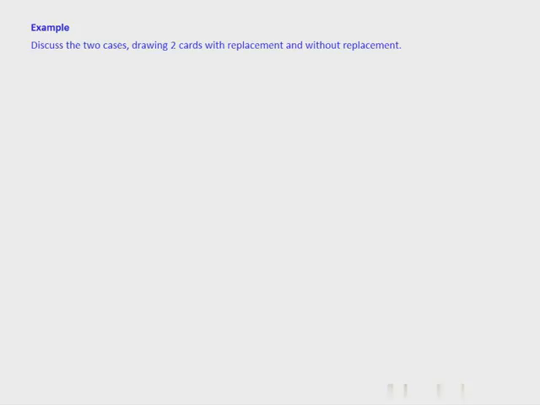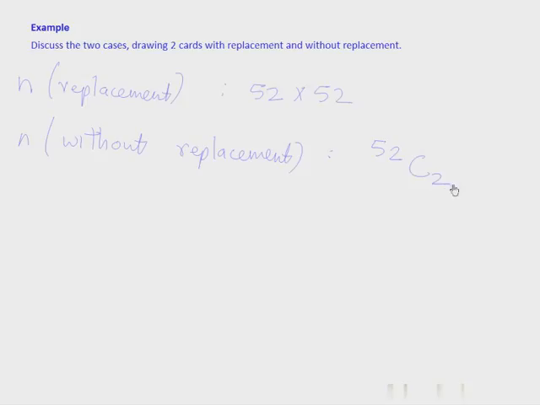So let me write that down. In the first case, N with replacement was 52 times 52. N without replacement was 52 choose 2. There are many other important differences.